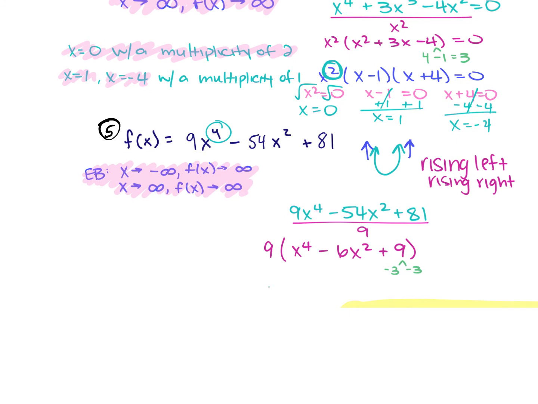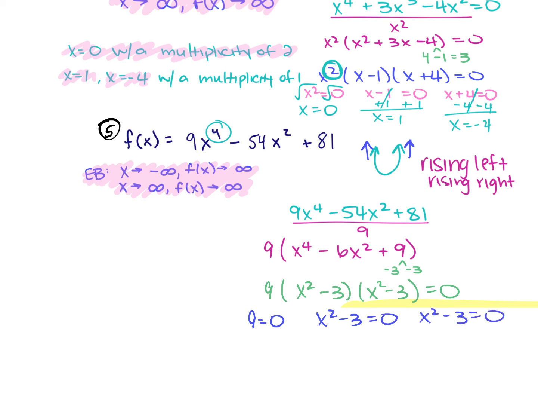So this is 9 times x squared minus 3 times x squared minus 3, and this is still equal to 0. From here, keep going. And then you put everything equal to 0. x squared minus 3 is equal to 0, x squared minus 3 is equal to 0, and 9 is equal to 0. Do you have to work with that one? No. There's no variable in it, so no.